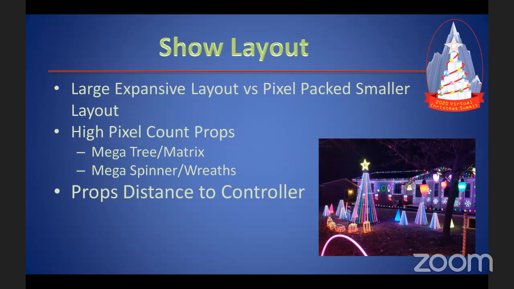The thing that you've got to think about is, if you have a large pixel count prop, like a Megatree or a Matrix, that's a pretty good location to put a controller with a lot of outputs. And with the advent of these mega spinner type props that have like 600 pixels in them, you need to think about how many you're going to have of those and where you're going to place them.